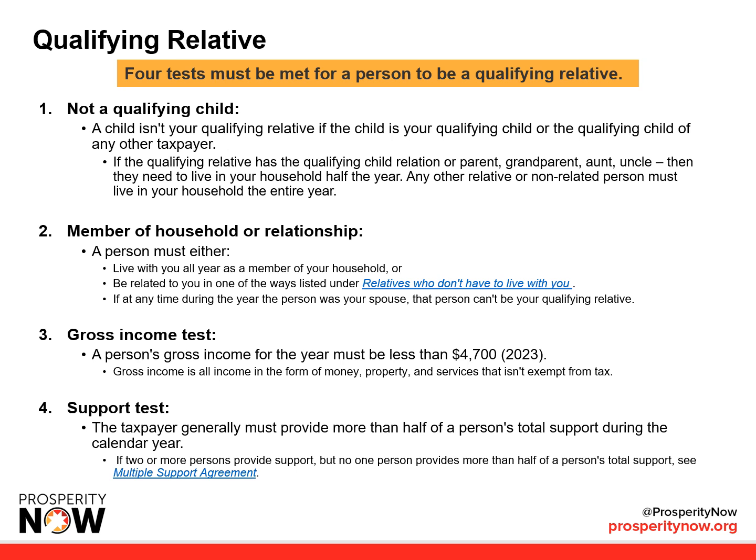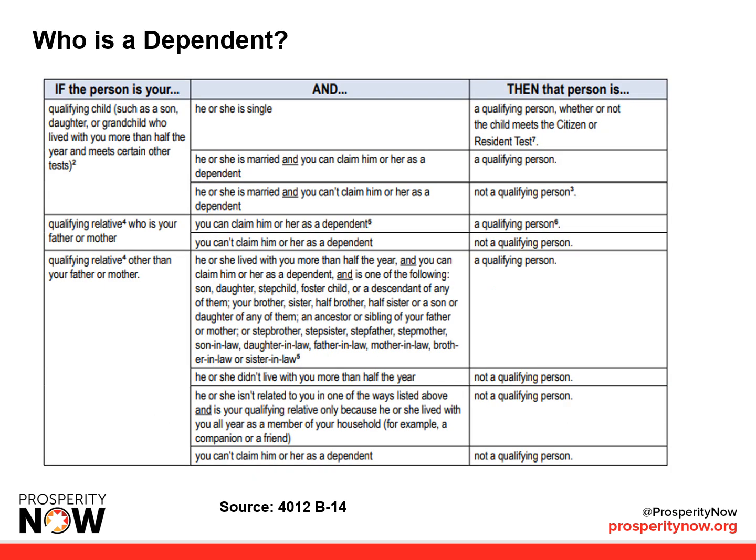Now let's say that same aunt is supported 25% by me, 45% by my brother who lives 100 miles away, and 30% by my parents. We would need to file a multiple support declaration. Sometimes there are tiebreaker rules which can determine who can claim the person as a qualifying relative. Please refer to page B15 in Publication 4012 for information on qualifying relatives.